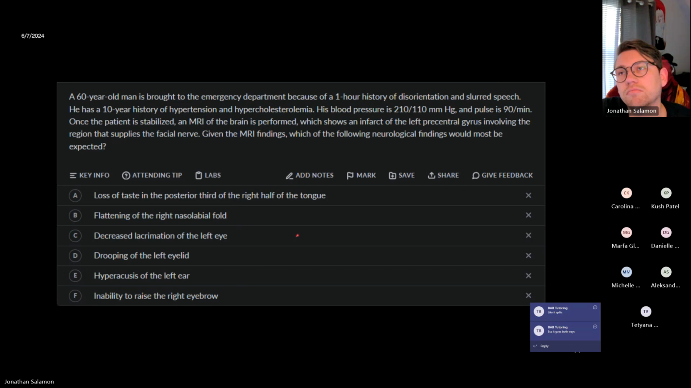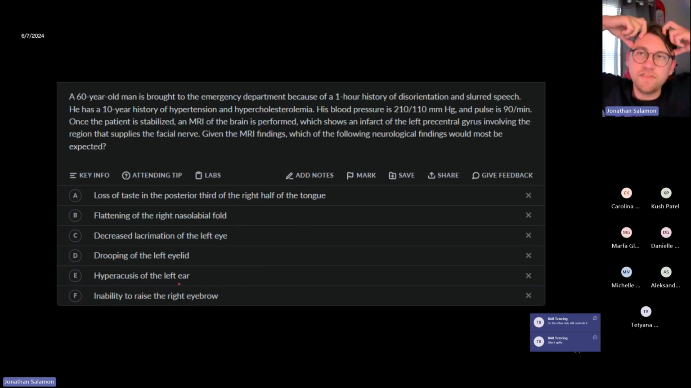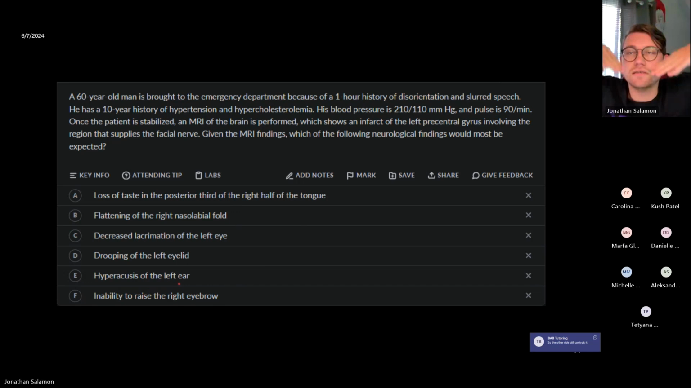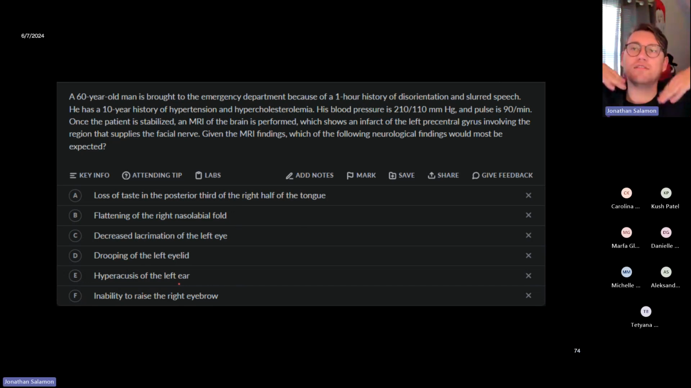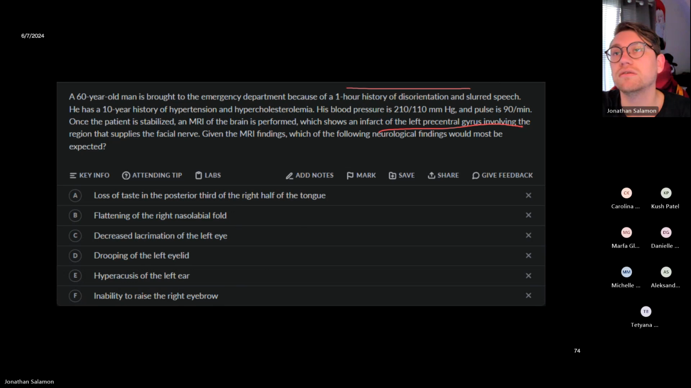difference between Bell's palsy and a cortical stroke is that in Bell's palsy, you lose the whole side of the face, whereas in a cortical stroke, you only lose the bottom side of the face, because both the left and the right motor cortex innervate the top of the face. And only the contralateral side innervates the bottom of the face, right? So that is why this is not correct: they tell you that there's an infarct. Straight up tell you there's an infarct. So you know it's not Bell's palsy.